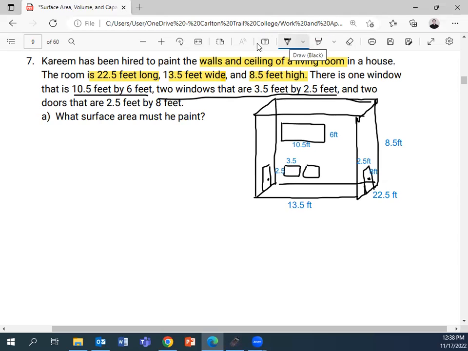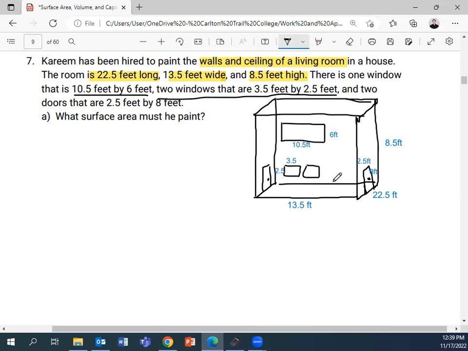So when it asks what surface area must he paint, again, don't tell me in math, tell me in English. How am I going to figure that out? What do I have to paint here? Just tell me, what sides do I have to paint? Everything on the inside. Everything on the inside?